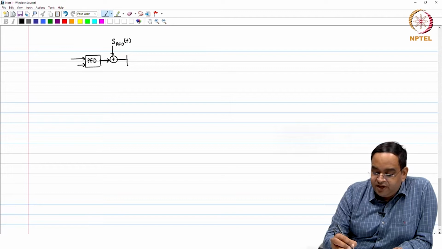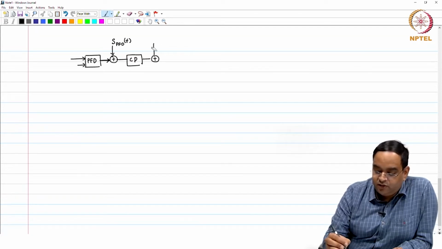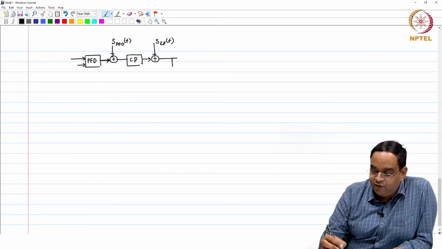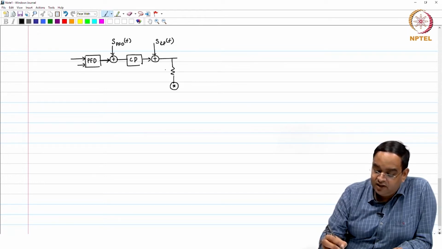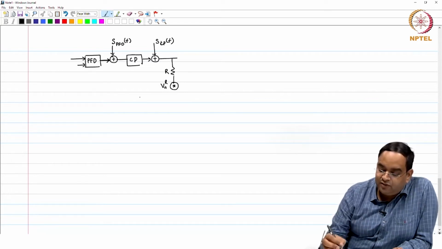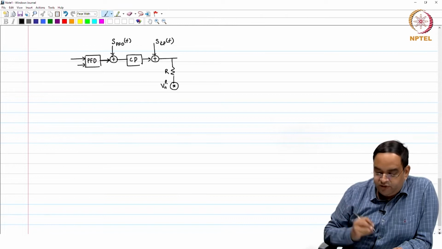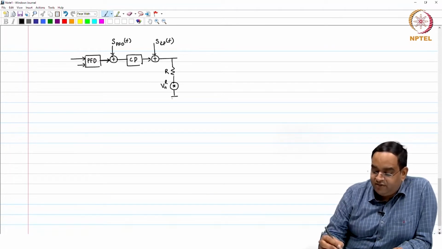Then after the PFD you have the charge pump. The charge pump adds its own noise, and that noise is denoted by the noise power spectral density of the charge pump, S_CP(f). Then you have the loop filter. In the loop filter you have a resistor and capacitors. The capacitor does not add any noise. The resistor adds noise with respect to its voltage, so you can write this as a voltage, V_NR. That is fine. Then you have capacitor C1, which does not add any noise.